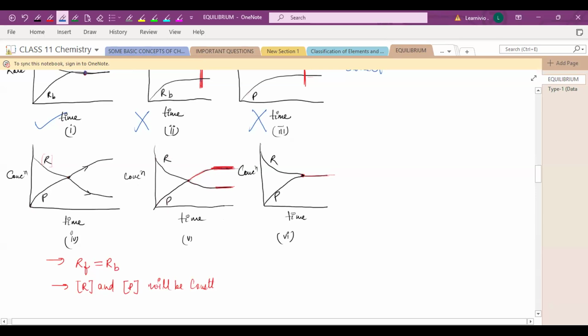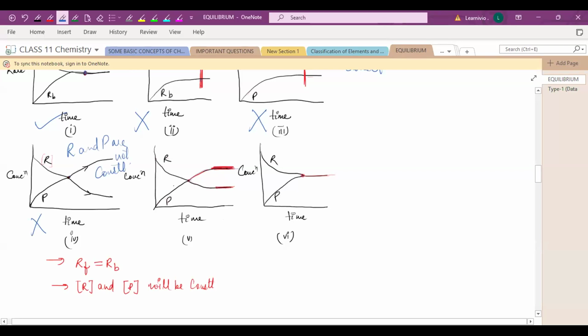It means after merging they become constant. The concentration of reactant and product become constant. So it's not happening. This is not a straight line. This is a curved line, right? So this is an incorrect graph, and you can write that R and P are not constant over here. Second condition is not satisfied. So again, this is the wrong graph.